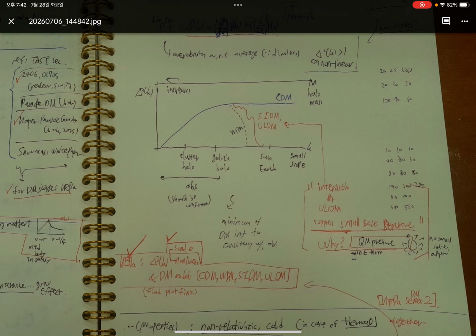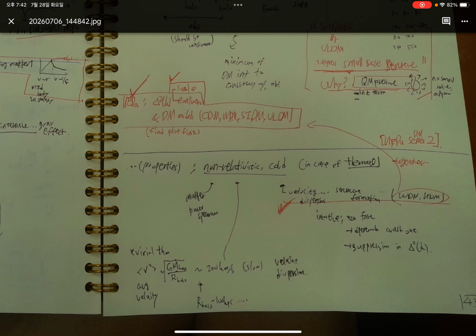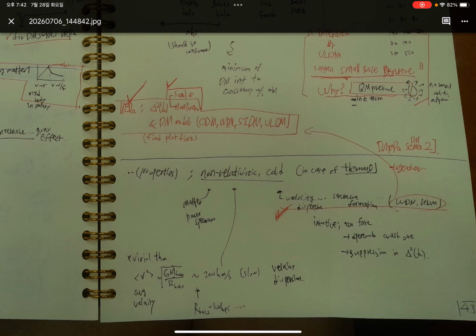Because the self-interaction interrupts the growth of the small-scale structure. Usually the typical dark matter scenario assumes non-relativistic cold dark matter in the case of the thermal scenario. In the case of warm dark matter or light dark matter, the velocity dispersion interrupts the density perturbation growth, so there is suppression in the power spectrum.